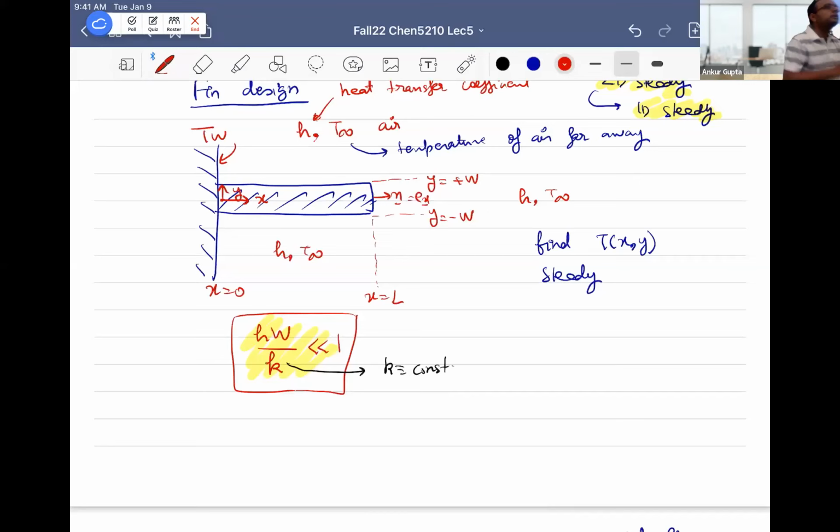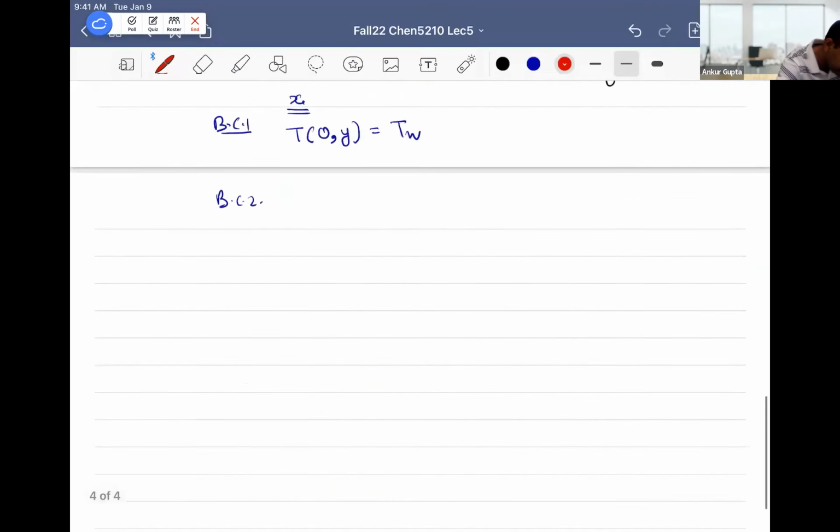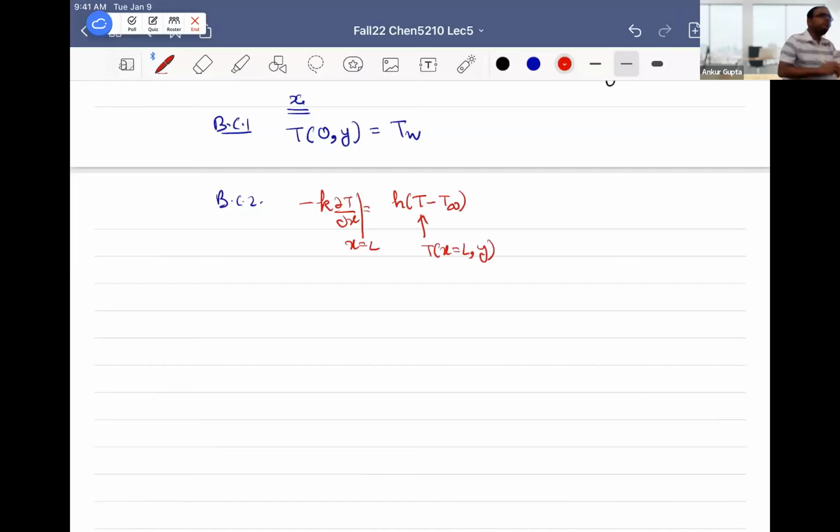We have discussed this. If my normal is this, what I will do is take the temperature at the surface and then far away at infinity, and multiply with h. If we do this a couple of times, it will become clearer. So minus k dT/dx is equal to h (T minus T infinity). Note that this temperature is also the temperature at x equal to L, y.